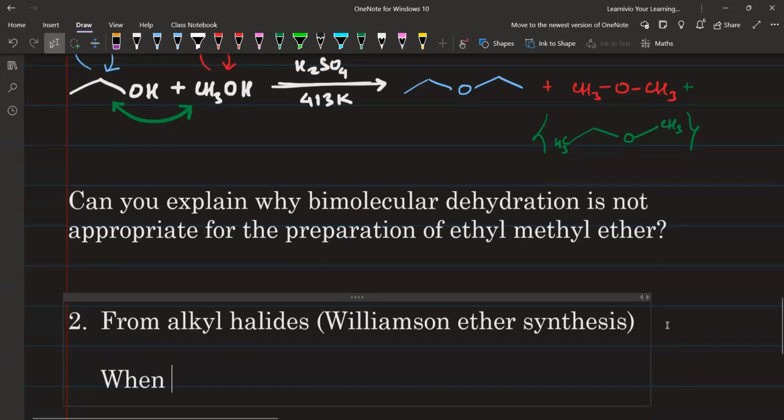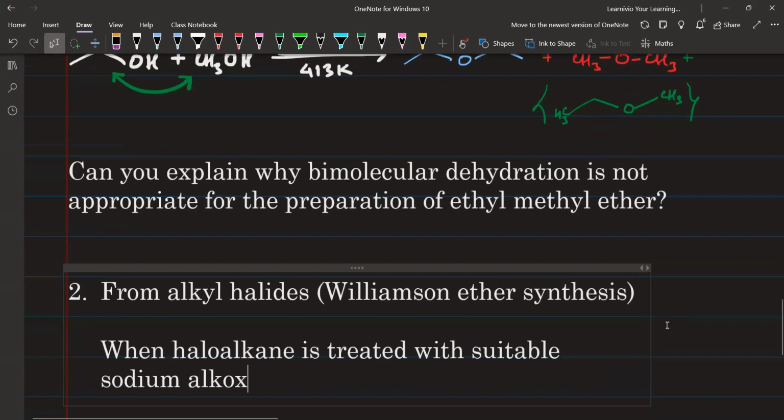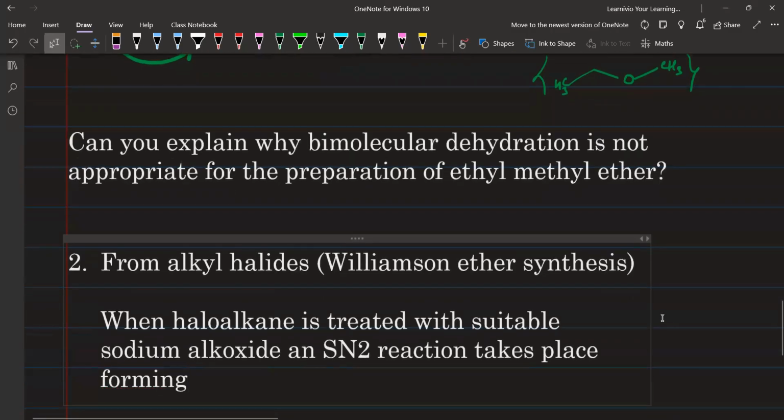I'm writing here, you can copy this down. When haloalkane is treated with suitable sodium alkoxide and SN2 reaction takes place, forming the corresponding ether.